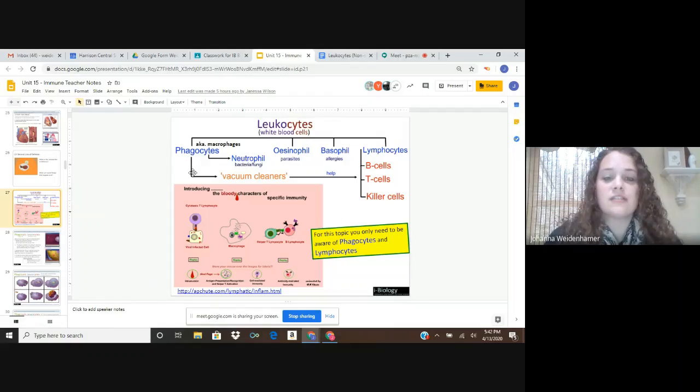Phagocytes you can think of as vacuum cleaners, and those vacuum cleaners are going to eat up anything that they know shouldn't be there. It's going to help later on with our specific immunity, which we're going to talk about in our next lesson. So right now, you don't have to worry about these lymphocytes over here. You really just have to pay attention right now to the phagocytes. They're going to be engulfing the pathogens or invaders that enter the body, coming into the second line of defense.